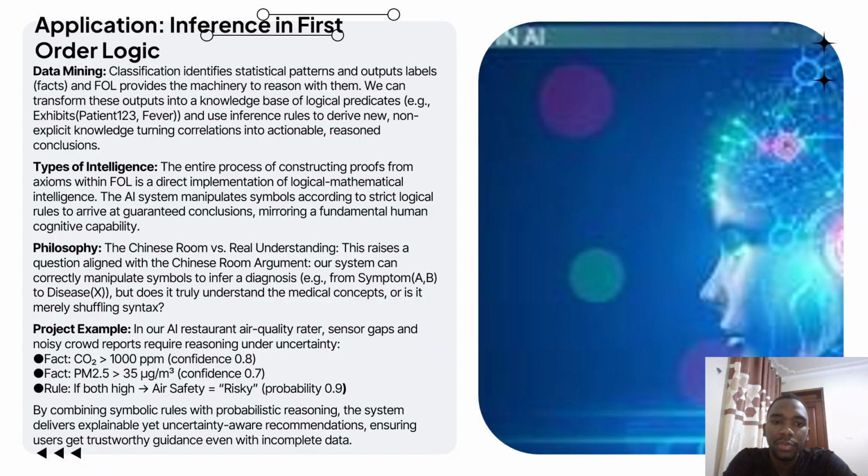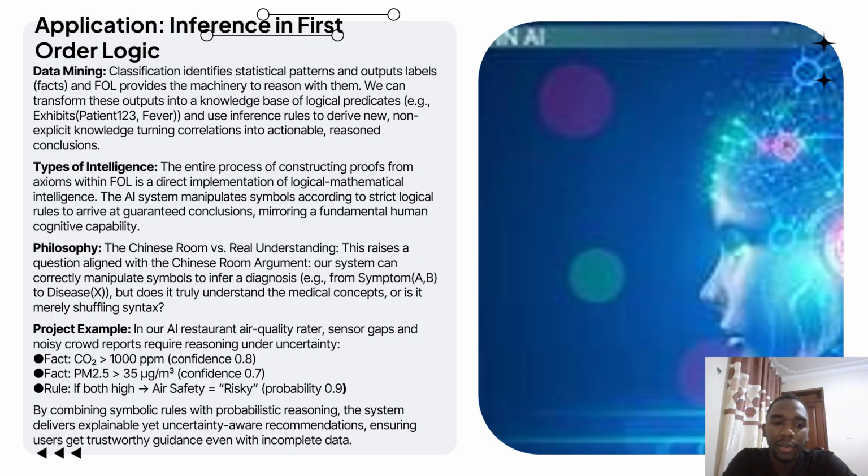The entire process of constructing proofs from axioms with first-order logic is an implementation of logical mathematical intelligence. The AI system manipulates symbols according to strict logical rules to arrive at guaranteed conclusions, mirroring a fundamental human cognitive ability. The Chinese room versus real understanding. This raises a question aligned with the Chinese room argument. A system can correctly manipulate symbols to infer a diagnosis, but does it actually understand medical concepts, or is it merely shifting syntax?